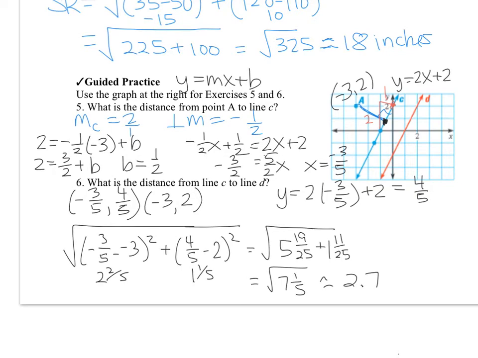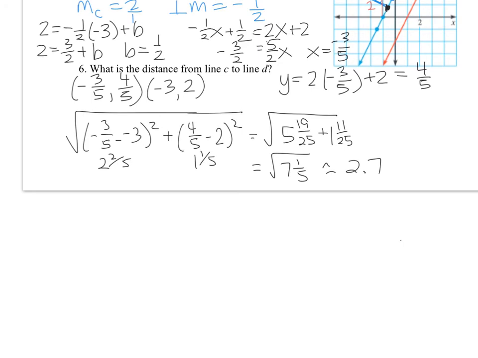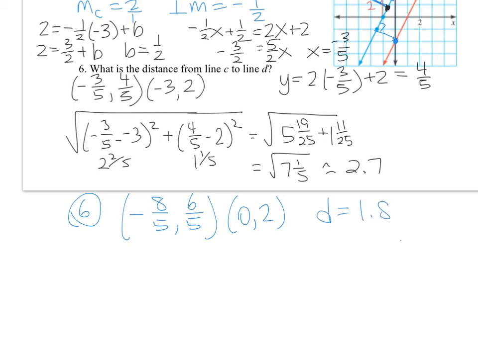So if you want to try 6, I'm going to give you some numbers. For number 6, first off, the point of intersection is going to be negative 8/5, 6/5. And I used a point on the y-axis, not the point that was there, which would be 0, 2. And that distance is approximately 1.8. So if you decide you want to try that one, I know they're long, they're a little tedious. Certainly there's answers for that.